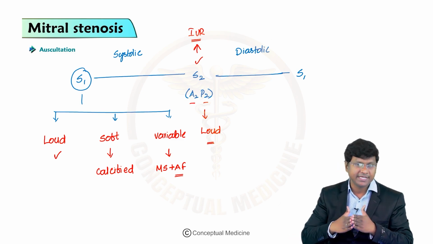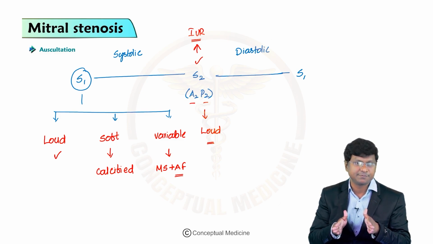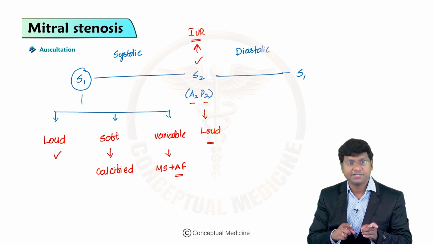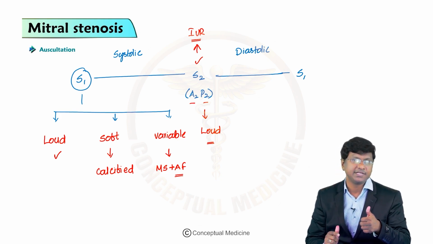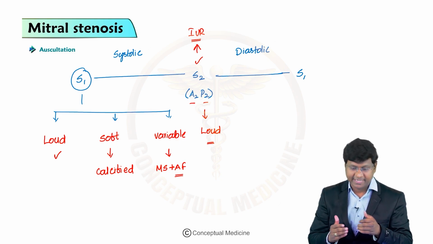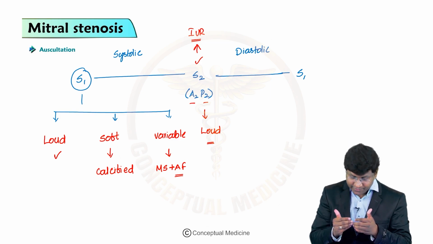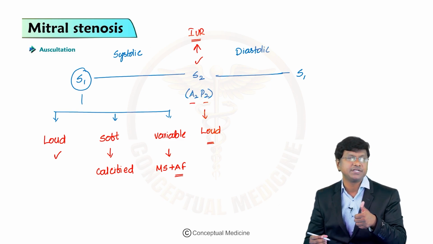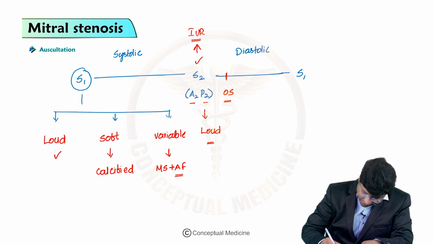So once the aortic and pulmonary valves close, that is the point when the mitral valve as well as the tricuspid valve opens. And what did I tell you in the hemodynamics? The pressure within the left atrium is very high. So that increased pressure within the left atrium will open the stenosed valve with a greater force.